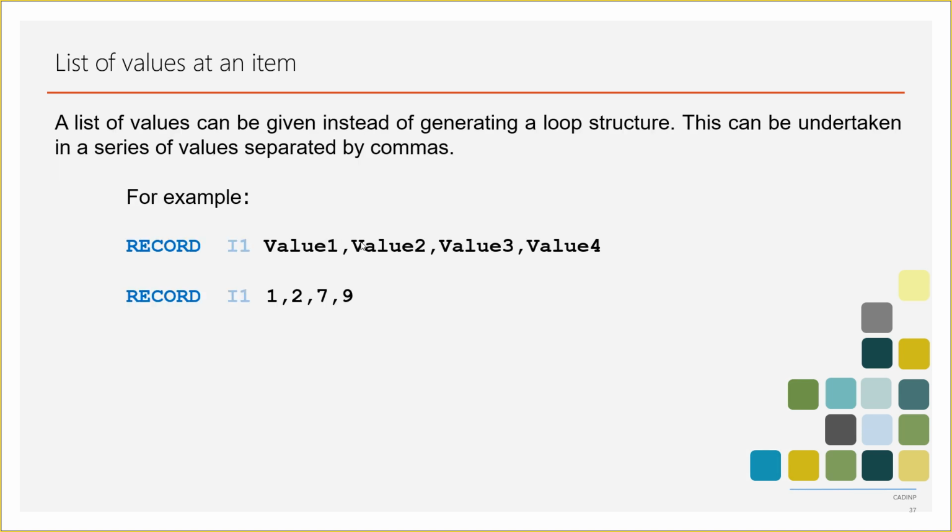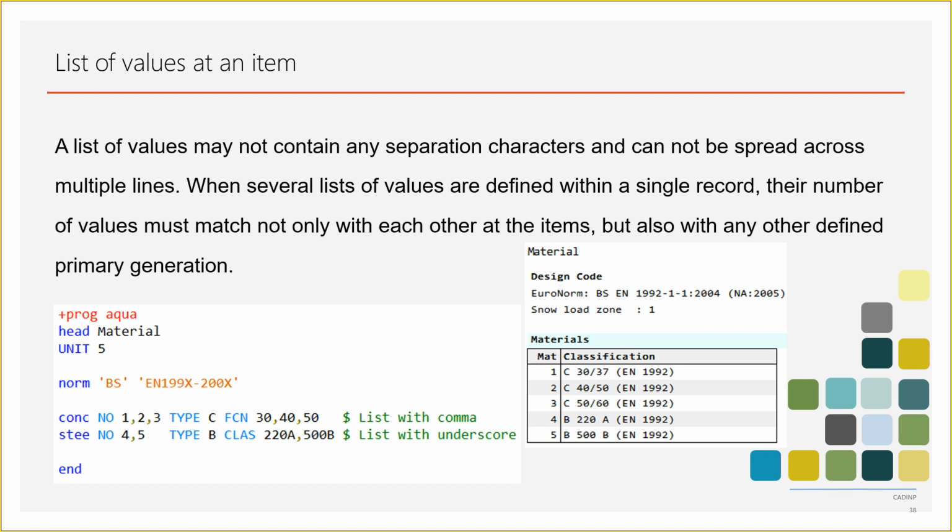A list of values can be given instead of generating a loop structure. This can be undertaken in a series of values separated by commas. For example, value 1, value 2, value 3, value 4, or 1, 7, 9. A list of values mustn't contain any separation characters and cannot be spread across multiple lines.